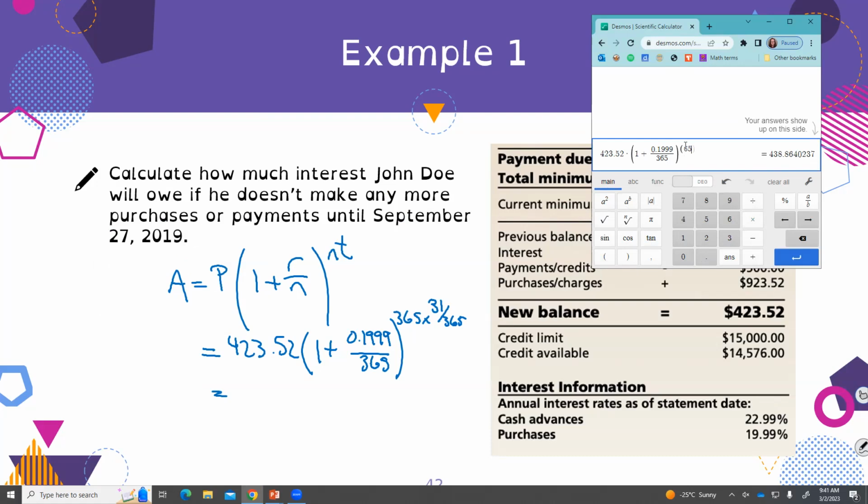It's 31. These can be tricky. I don't know why it doesn't want to let me do a 3. There we go. So, $430.77.